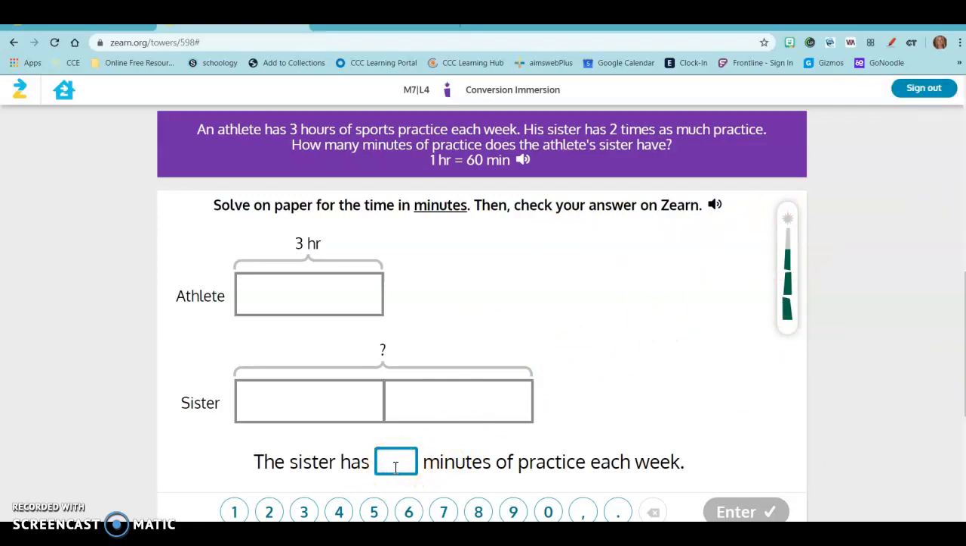Let's make sure that works. There we go.